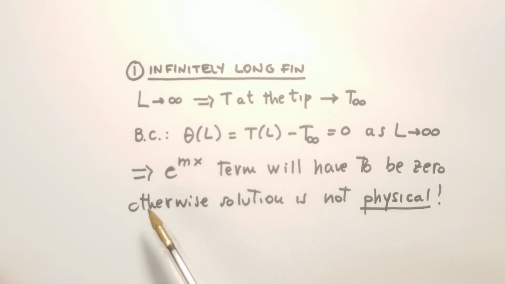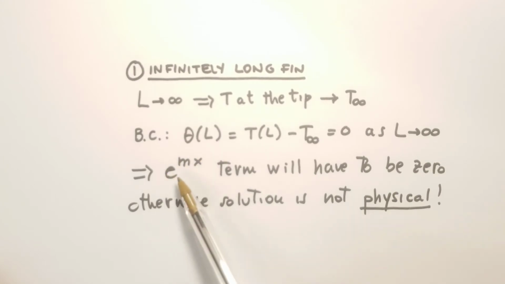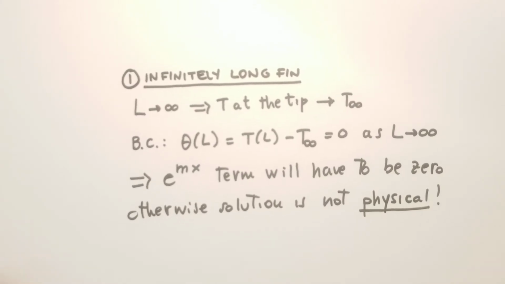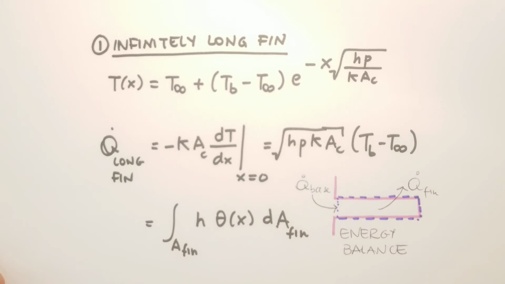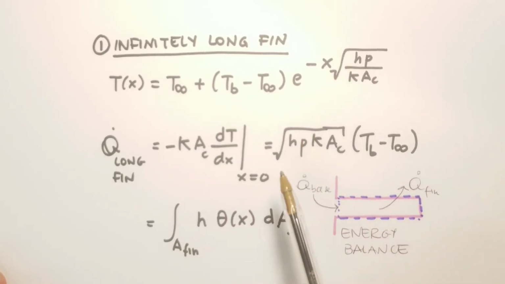It follows that the term e to the mx will have to be 0, because otherwise we will have a growing temperature. Growing temperature as x grows large, which is obviously not physical. So we can use these two boundary conditions and we find the solution. So the temperature has an exponentially decaying behavior.